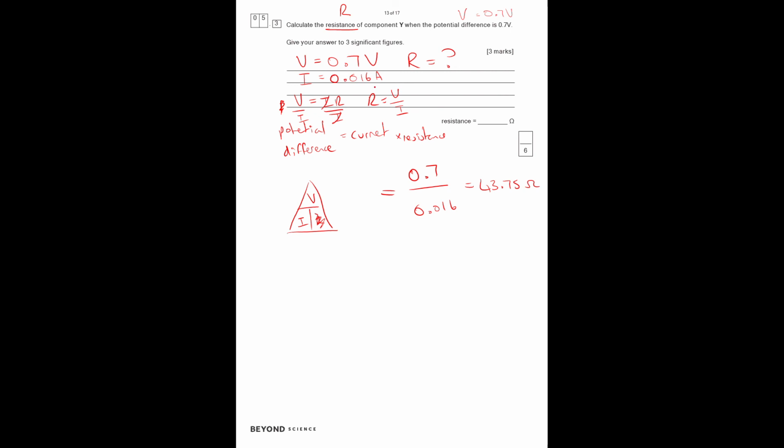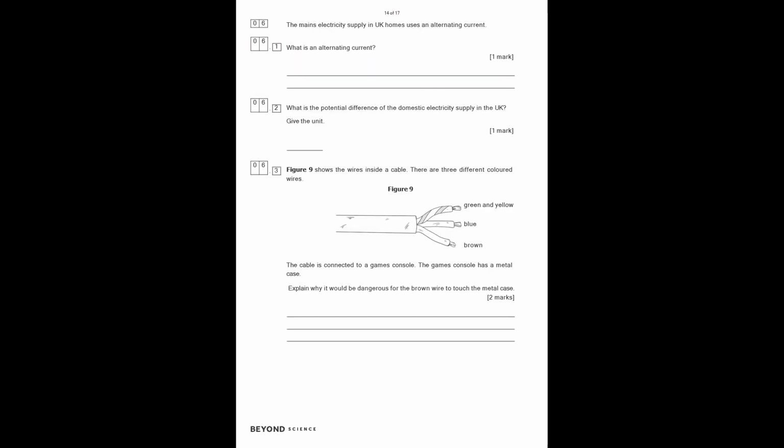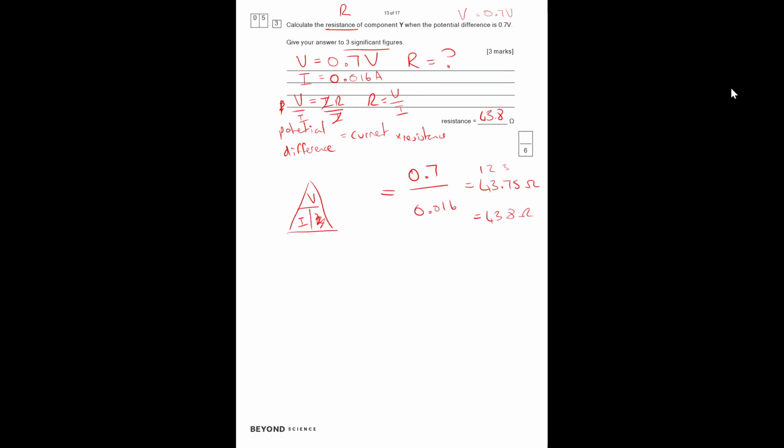This is why this relatively simple calculation is 3 marks. Give your answer to 3 significant figures. Significant figure 1, significant figure 2, significant figure 3. So I need to round it to 1 decimal place. 43.8 ohms. 5 or above, you go up. Good, that's question 5 completed.